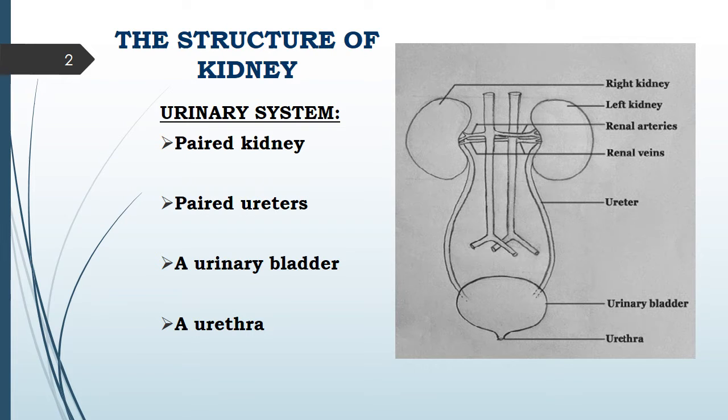The paired kidneys form the urine, the ureters transport the urine, the urinary bladder stores the urine, and the urethra carries the urine outside the body.